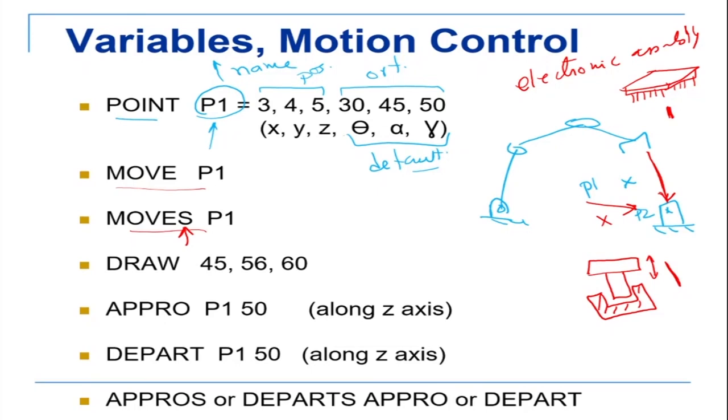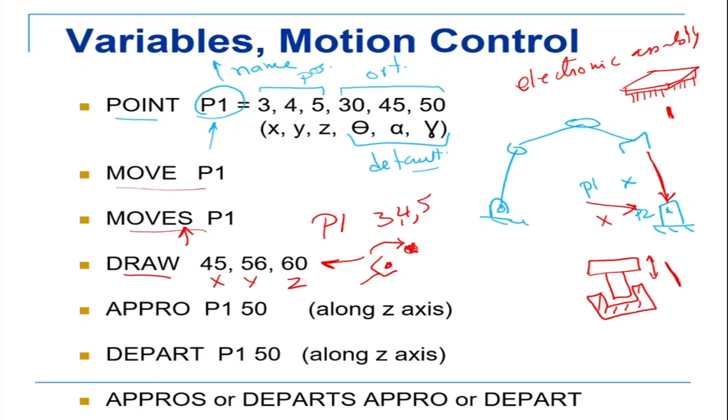Now the other command is DRAW. This is an incremental command. Suppose we have come to the point P1, which is given by 3, 4, 5, and it has come to this location. Suppose this location is not correct: we said 3, 4, 5, but because of error or whatever, it came somewhere near here. So the end effector has come here. Now I want to make a small correction. This correction is the small DRAW, which says move in the X direction, Y direction, Z direction. So now it will make a correction and go there.